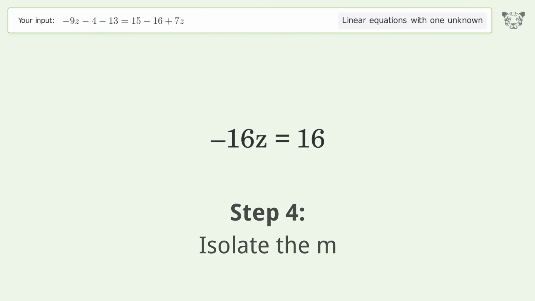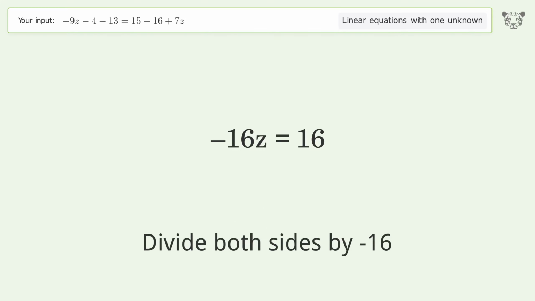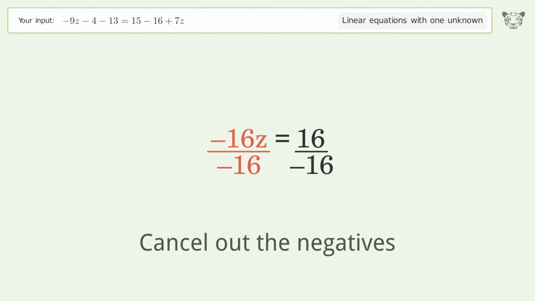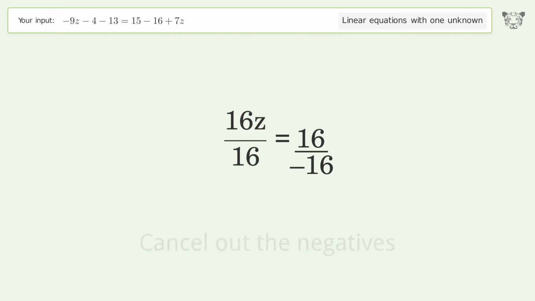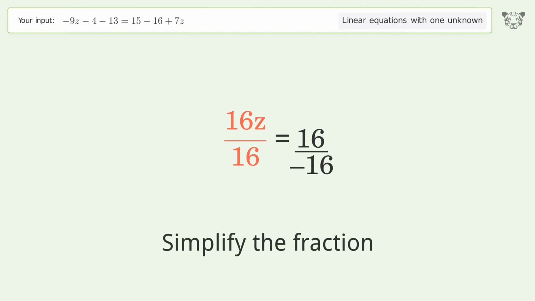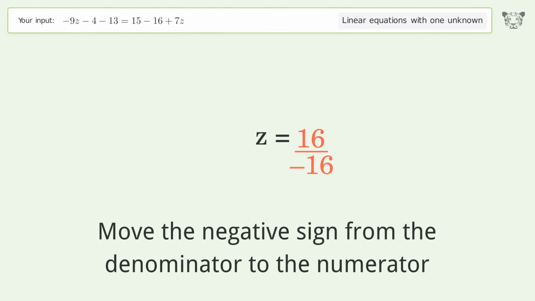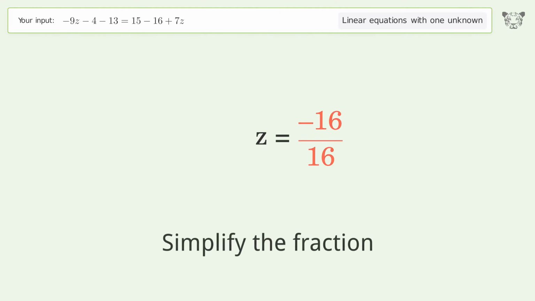Isolate the z. Divide both sides by -16. Cancel out the negatives. Simplify the fraction. Move the negative sign from the denominator to the numerator. Simplify the fraction.